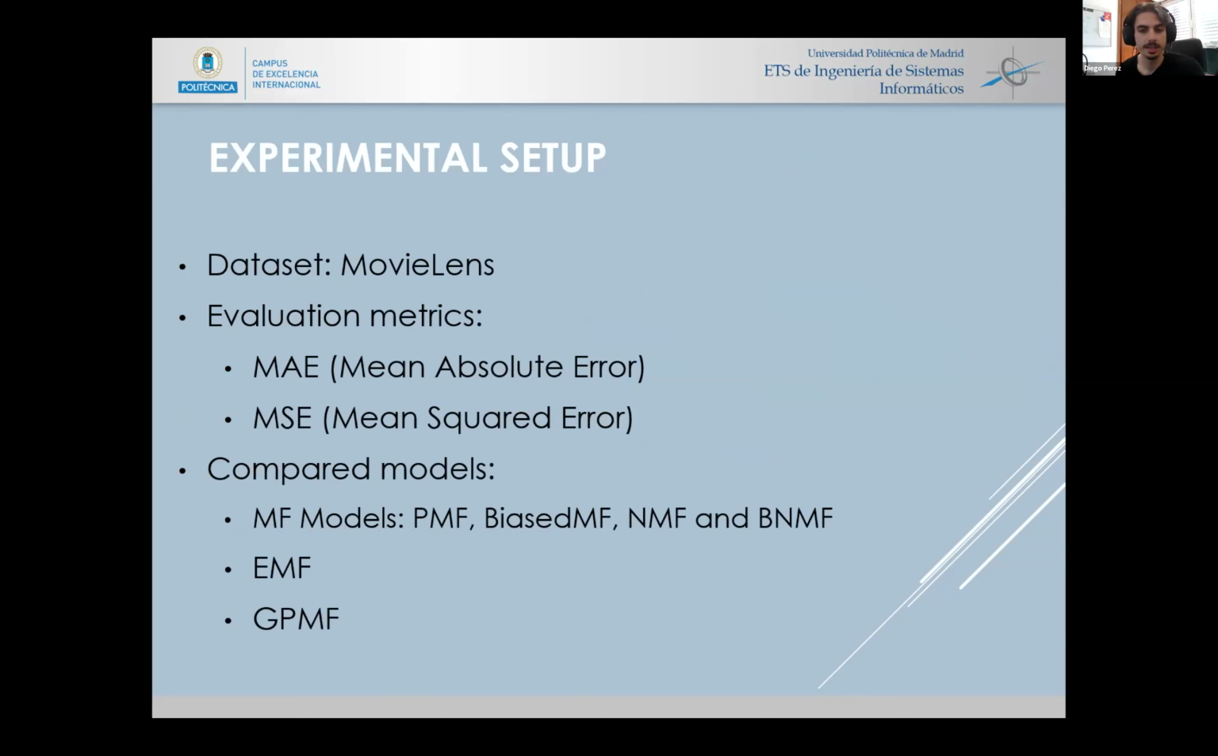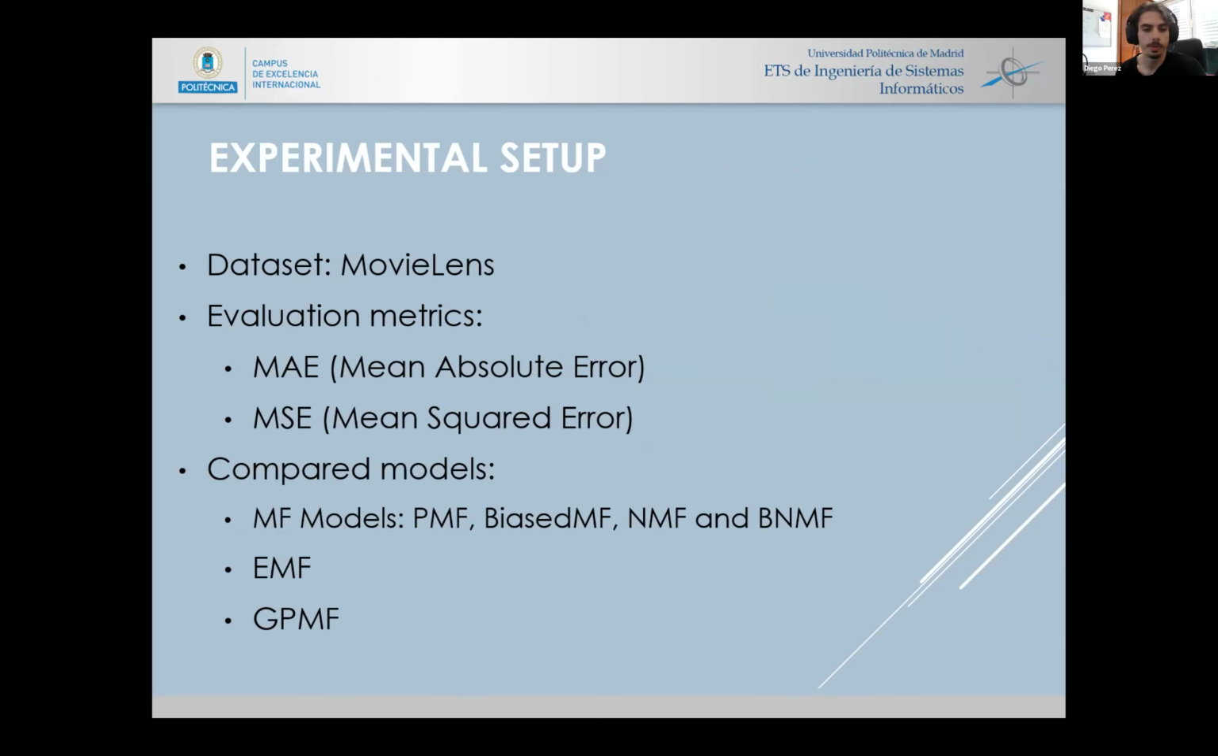Now I will describe the experimental setup used to evaluate our model. We use the MovieLens dataset, which is a widely used benchmark in recommender system research. To evaluate the performance of the model, we use two standard metrics, mean absolute error and mean squared error. These metrics measure the difference between the predicted ratings and the real user ratings.